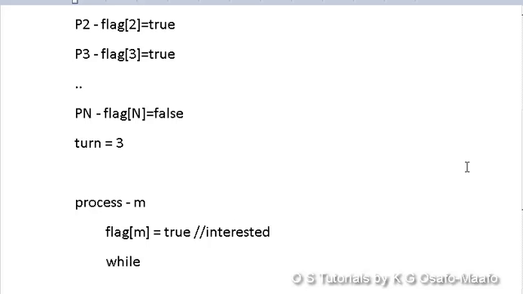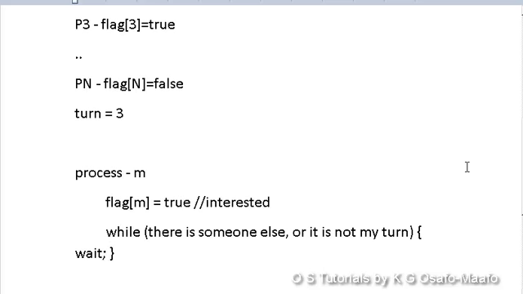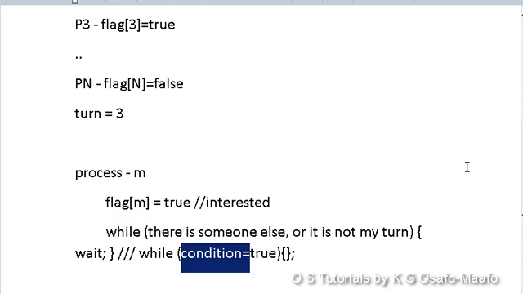And they're going to say, while there is someone else, or it is not my turn, I'm going to wait. Right? And in code form, this is usually written as while some condition. So long as the condition is true, this would create an infinite loop. So this would be a loop.